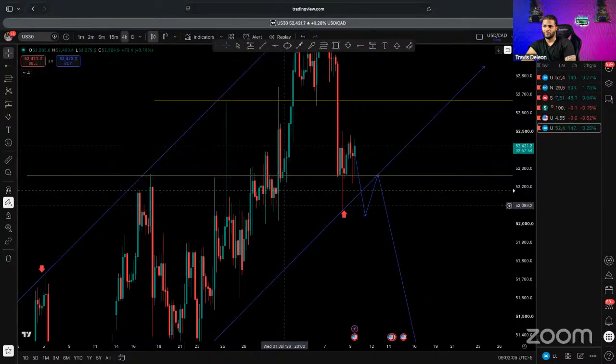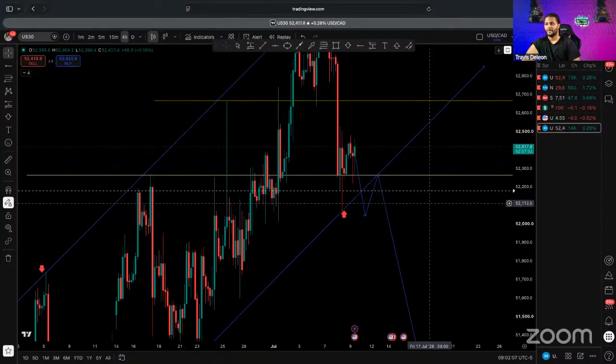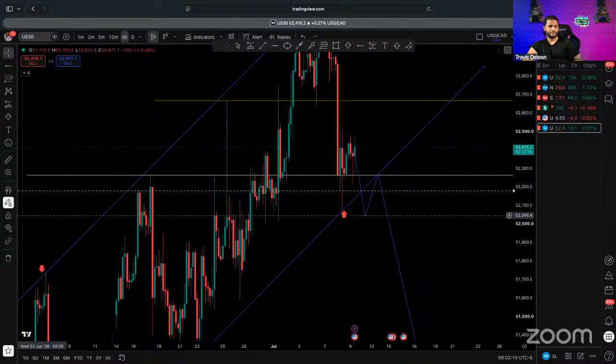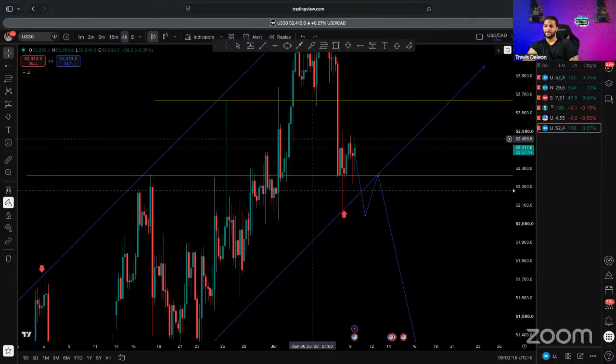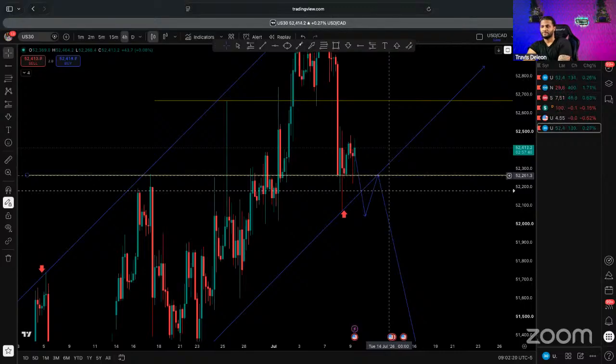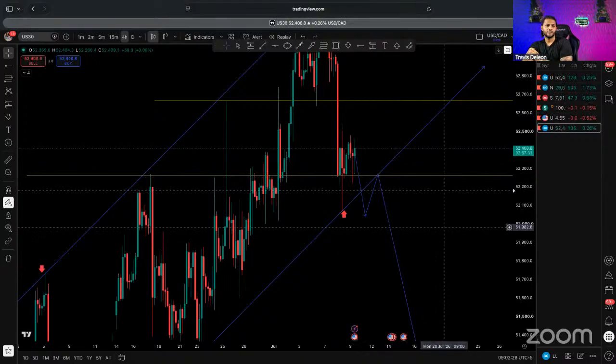This level will probably hold for a little bit. Obviously, we're in an uptrend, but with everything going on, we should get a break under. We probably should break under and then come back and retest the same level. So yeah.